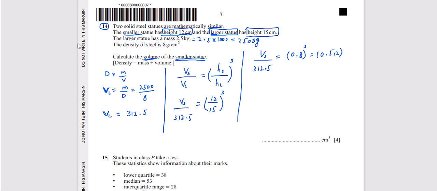So this number is divided by Vs; we shift it to the other side, and it will be multiplied with these values. So Vs is equal to 0.512 multiplied by 312.5. Multiply these values and calculate the answer. If we multiply these values, we get 160. The final answer is 160 centimeters cubed.